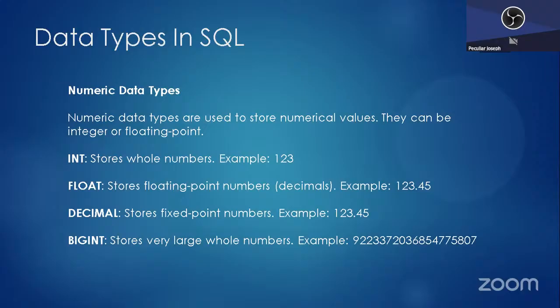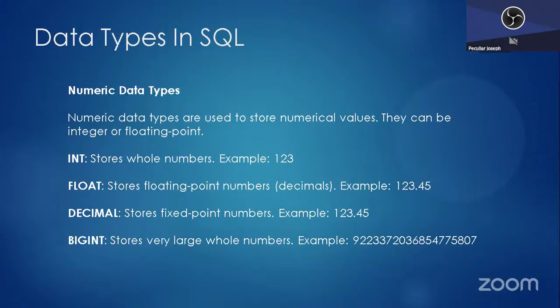So while big int is used to store whole numbers that are very large, once your whole number is exceeding 9 digits, right? So it is large. It is best you store the column that is carrying that sort of data using big int.